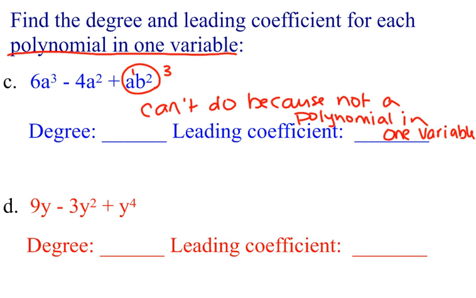And then letter D, that one is a polynomial in one variable. They didn't put it in descending order, so if you would like to put it in descending order, you may. But you don't have to, because you hopefully can either way see that my highest degree is a 4 and my leading coefficient is 1.